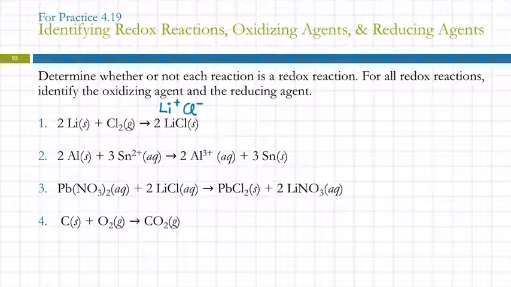We can think of this in terms of gaining and losing electrons. So lithium is losing an electron, right, to become a positive ion. Oxidation is loss of electron. So if lithium is being oxidized, it's the reducing agent. It's the opposite. So lithium being oxidized is the reducing agent. Chlorine is going from 0 to -1. It's gaining electrons. Reduction is gain of electrons. It's being reduced. It's the oxidizing agent.